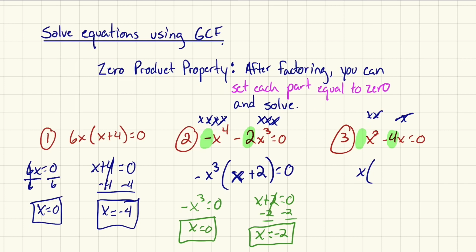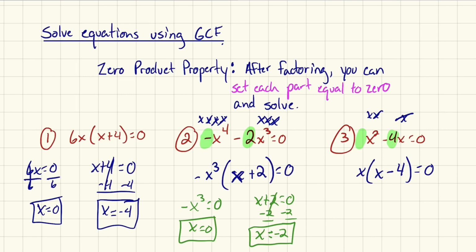So x times what is x squared? X times x is x squared. And then minus, x times what is 4x? And the answer is 4. X times 4 is 4x. So we have x times (x minus 4), and now that's equal to 0.